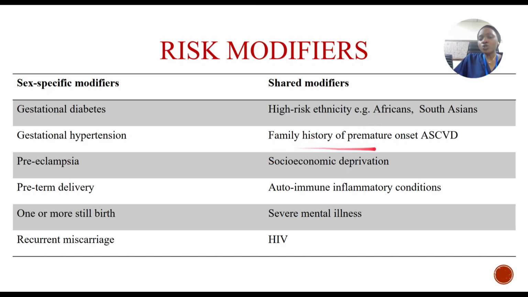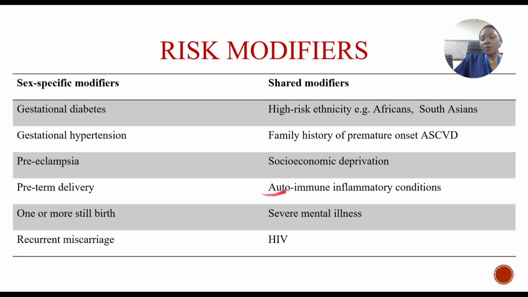Or if someone is socioeconomically deprived, we know that people who are socioeconomically deprived have less access to healthcare systems. They are more likely to have poor diets. They are more likely to have low health literacy, which can lead them to making less healthy choices. So we strongly consider initiating pharmacological treatments as well.